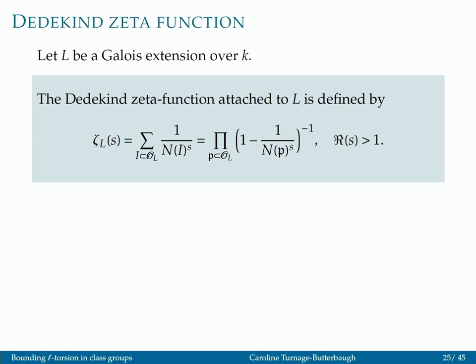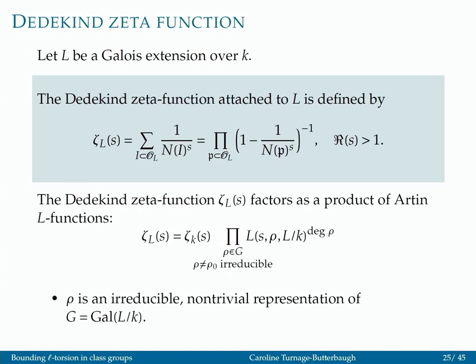OK, so now it's time to talk about a Dedekind zeta function. So we'll be considering L Galois over little k. One can define the Dedekind zeta function attached to L in the following way. We have a Dirichlet series over the ideals of O_L, and an Euler product over the prime ideals of O_L. The Dedekind zeta function has analytic continuation, a simple pole at 1, and so forth, all the nice things that you need out of a good, well-behaved L-function.